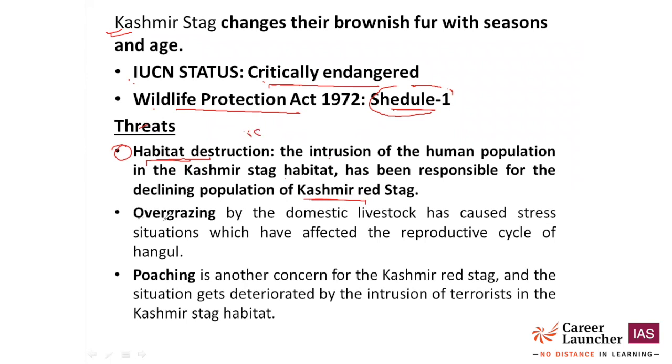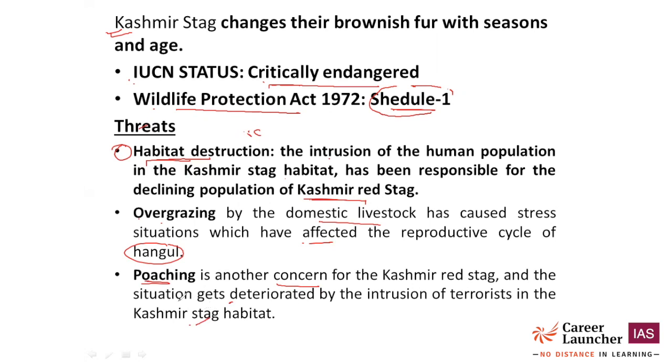The second threat is called overgrazing. Domestic livestock have caused a stress situation which has affected the reproductive cycle of the Hangul. Overgrazing and shortage of food supply is another reason. The third one is called poaching, the illegal killing of these animals. This is another concern for the Kashmir red stag, and the situation deteriorated with the introduction of terrorists in the Kashmir stag habitat.